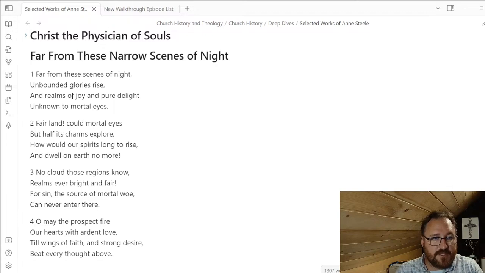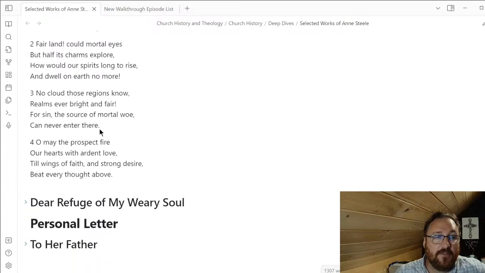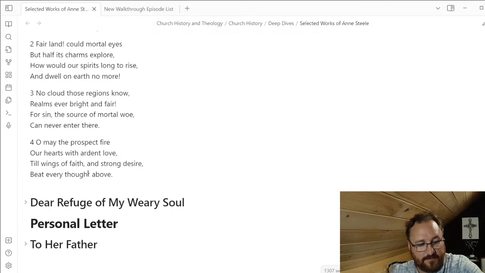Far from these scenes of night, unbounded glories rise, and realms of joy and pure delight unknown to mortal eyes. Fair land, could mortal eyes but half its charm explore, how would our spirits long to rise and dwell on earth no more? No cloud those regions know, realms ever bright and fair, for sin, the source of mortal woe, can never enter there. O may the prospect fire our hearts with ardent love, till wings of faith and strong desire beat every thought above.